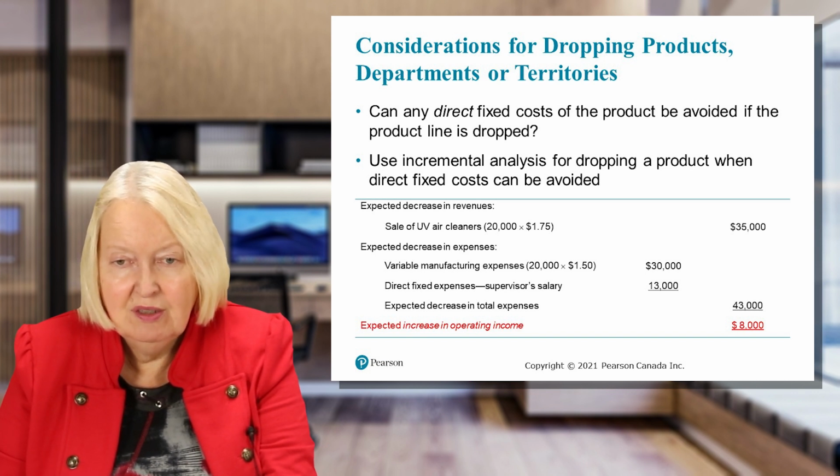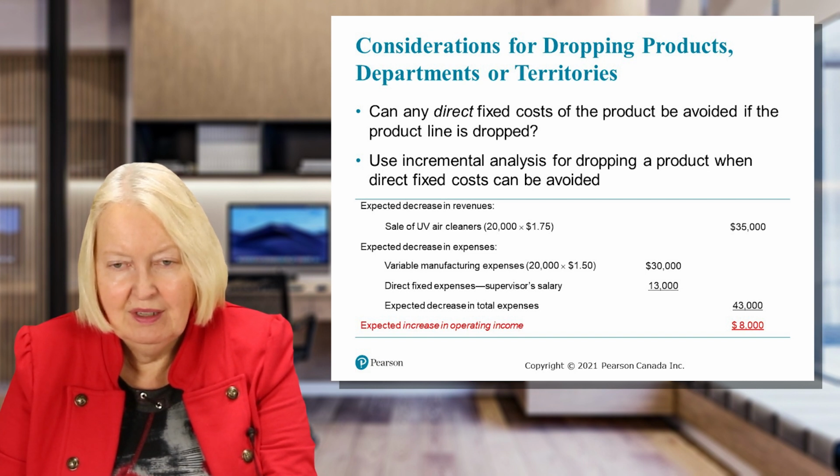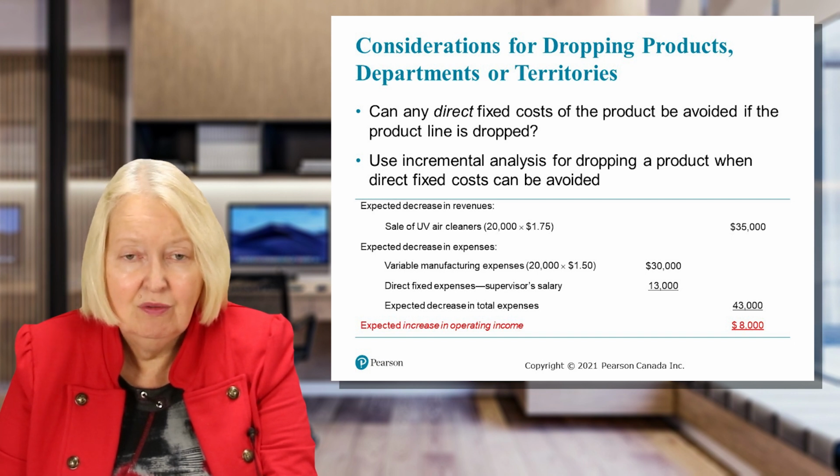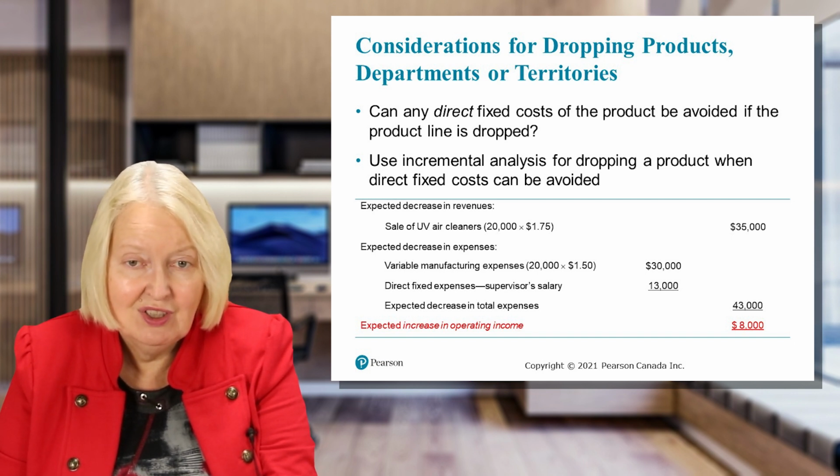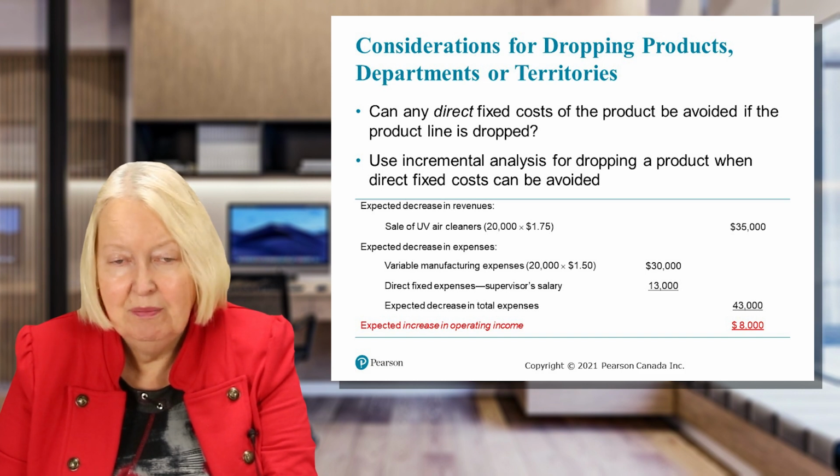So this is fairly typical. When you can't reduce your fixed expenses, generally it's probably not going to be that profitable overall for the company to drop the product line. But if you can reduce your fixed expenses, even if you don't reduce all of them, just a portion, as you can see here, it ends up putting the company in a profitable position.